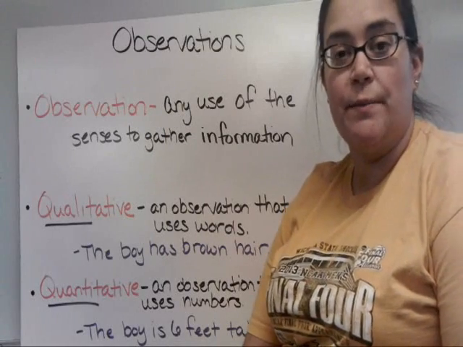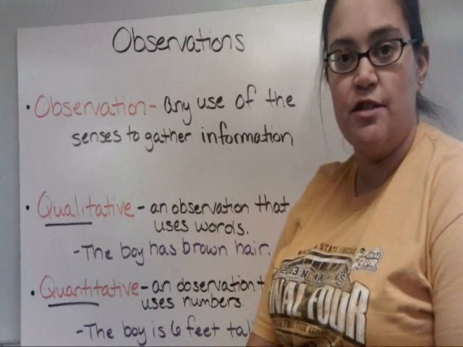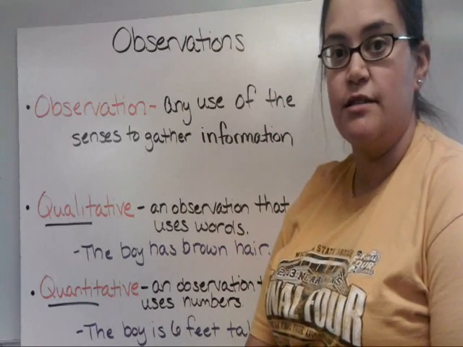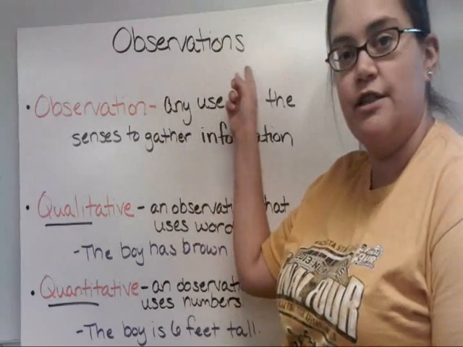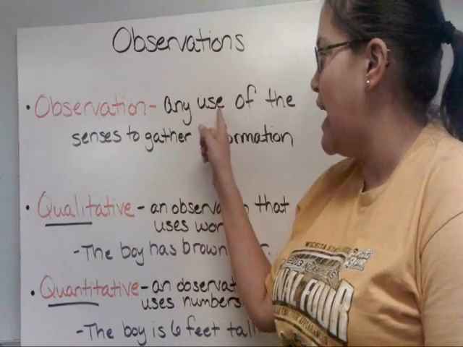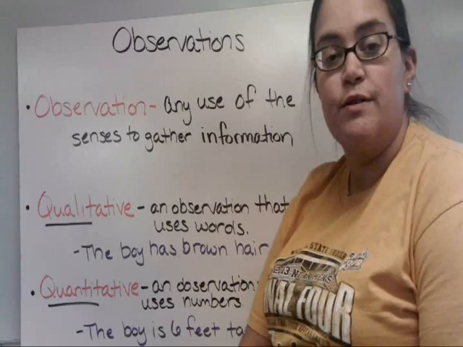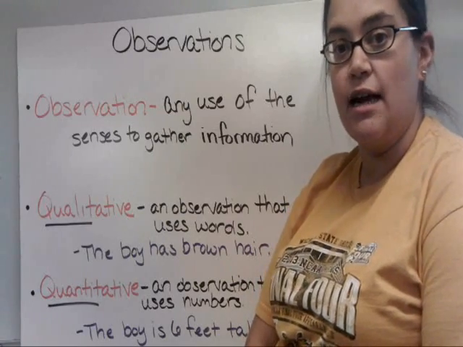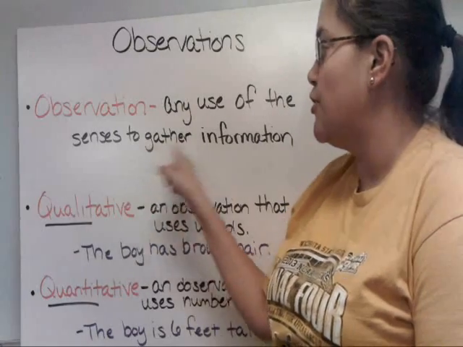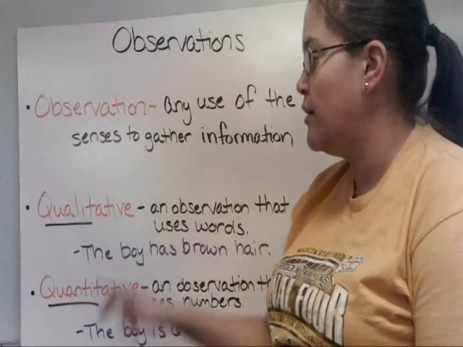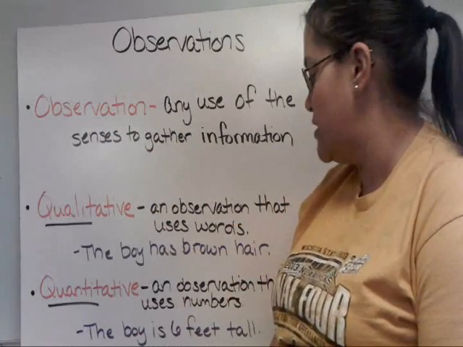Okay, today's video will be about two different topics, observations and inferences, and then we'll talk about two different types of investigations. So first are observations. An observation is any use of the senses to gather information. So if you touch, smell, see, hear, or taste something, you're going to get information, and that information is called an observation.